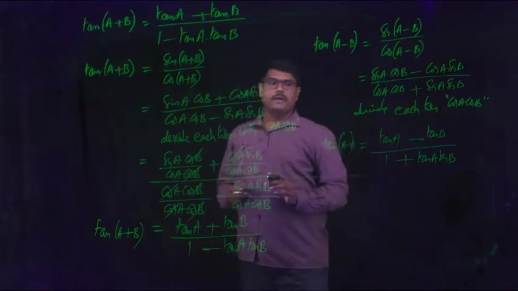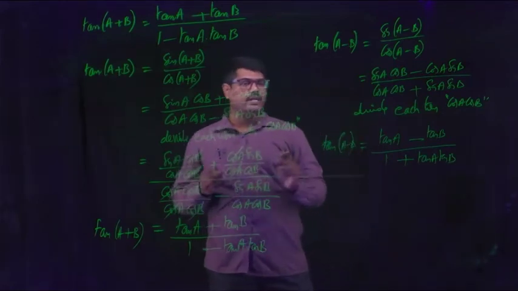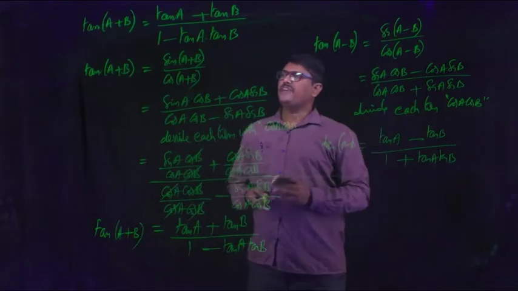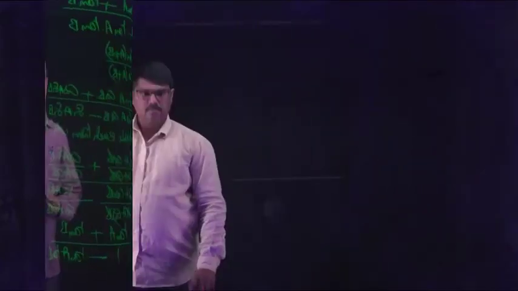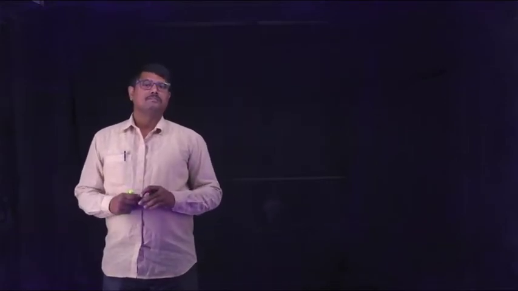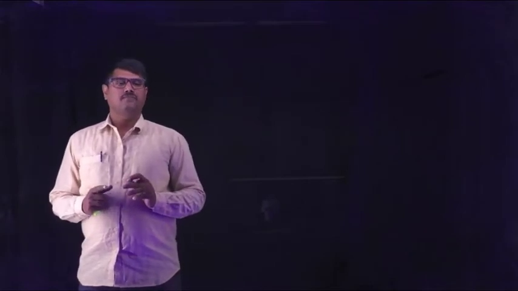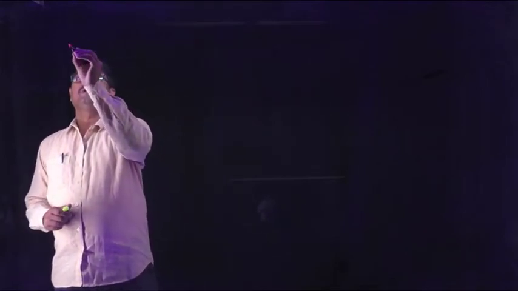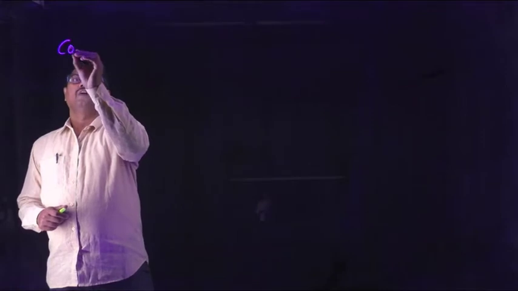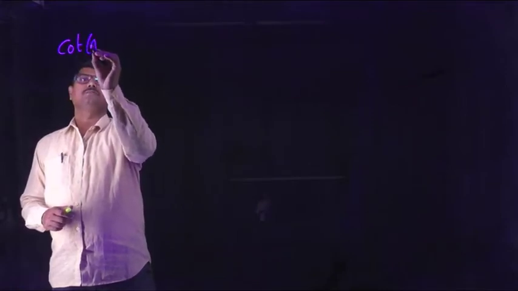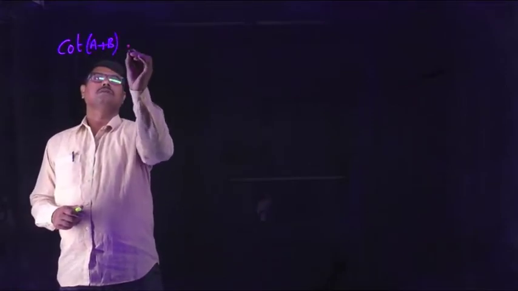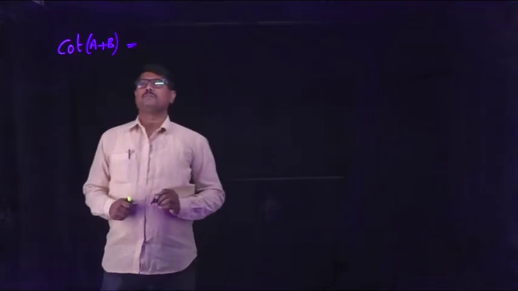So by using the cos A plus B formula, we can establish the verification of the remaining formulas also. We have already seen some properties related to compound angles of sin, cos, tan. Now let us move to the compound angle formula of cot. So we are going to find the formula for cot of A plus B.